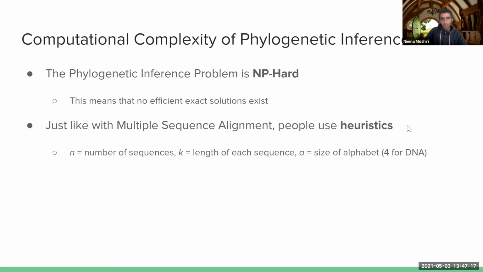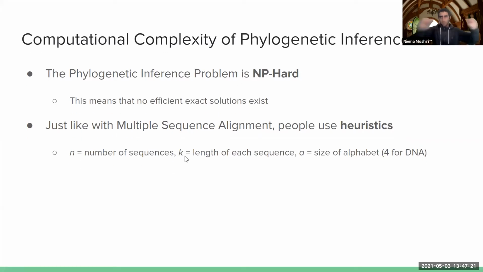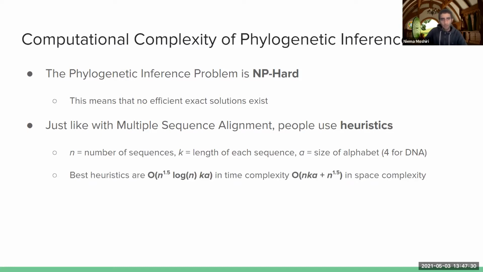So in this context, let's assume n equals the number of sequences, k equals the length of each sequence, and a is the alphabet size. For DNA sequences, a is 4. We have A, C, G, T. The fastest heuristics out there, as far as time complexity goes, scale as big O of n to the 1.5 times log of n times k a. And as far as space complexity goes, they scale as n times k times a plus n to the 1.5.